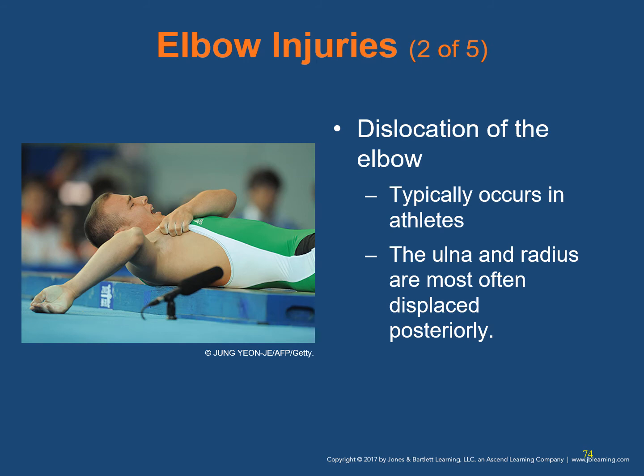Dislocation of the elbow. This type of injury typically occurs in athletes and rarely in young children. The ulna and radius are most often displaced posteriorly relative to the humerus. The posterior displacement makes the olecranon process of the ulna much more prominent. As with a fracture of the distal humerus, there is swelling and significant potential for vessel or nerve injury.